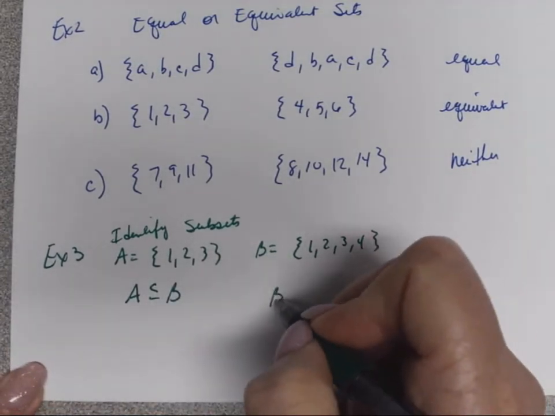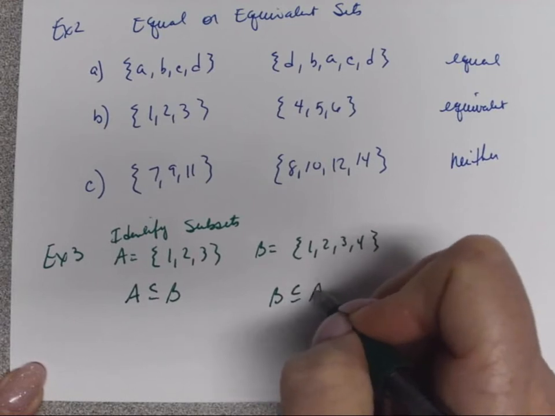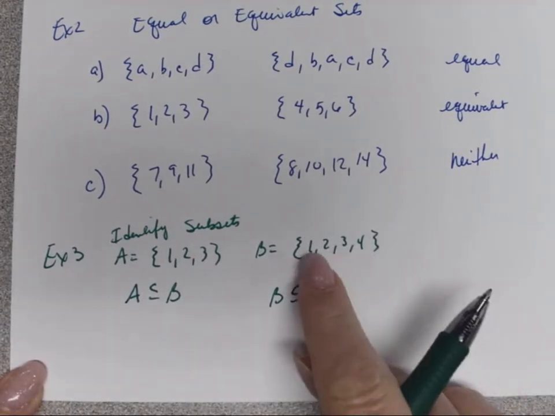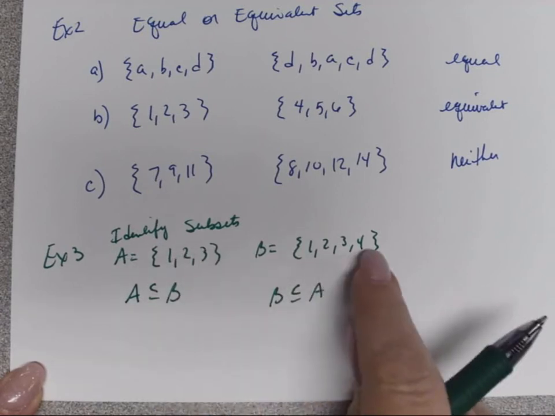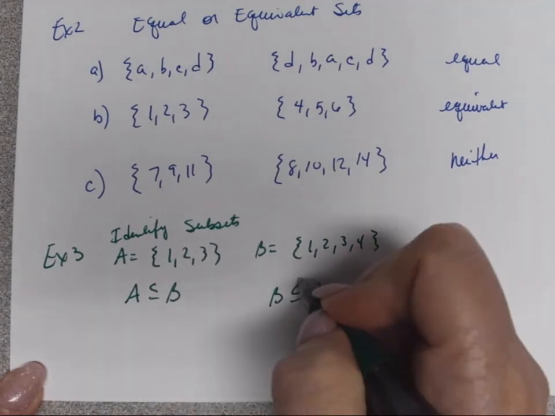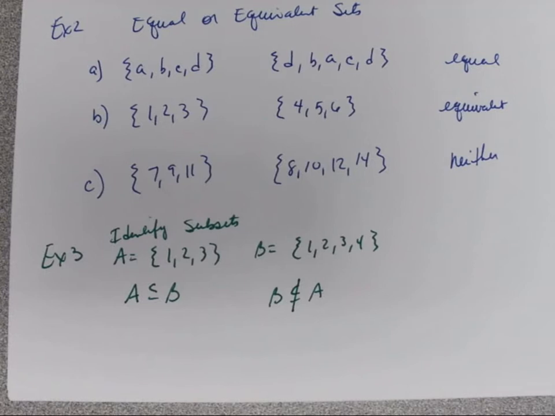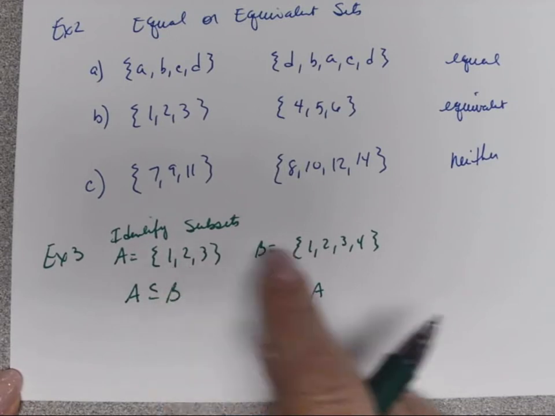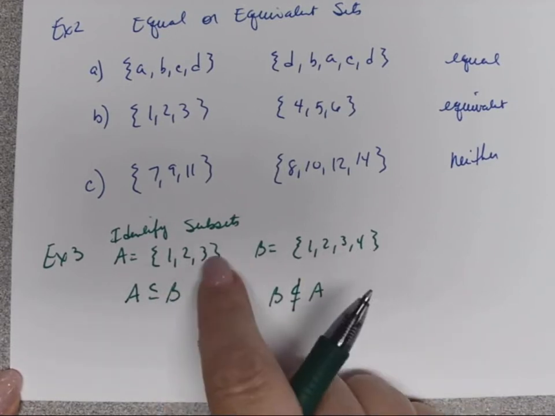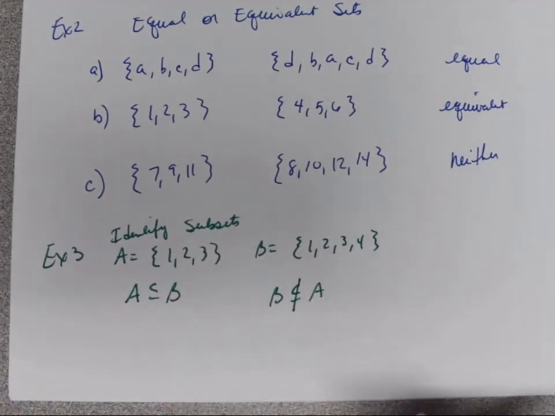Now, can I say the same thing, that B is a subset or equal to A? Well, if I look at, are all of the elements here inside of A? Well, most of them are, but the 4 is not. So this would be that B is not a subset or equal to A, because this one's got 4 elements in it. That one's only got 3. And so that number 4 is not inside of there. So therefore, it's not. Okay?